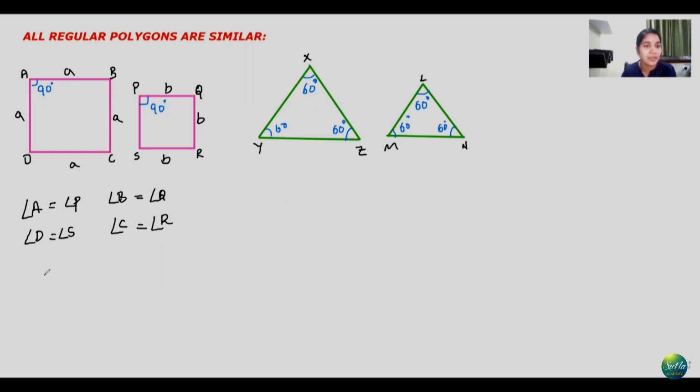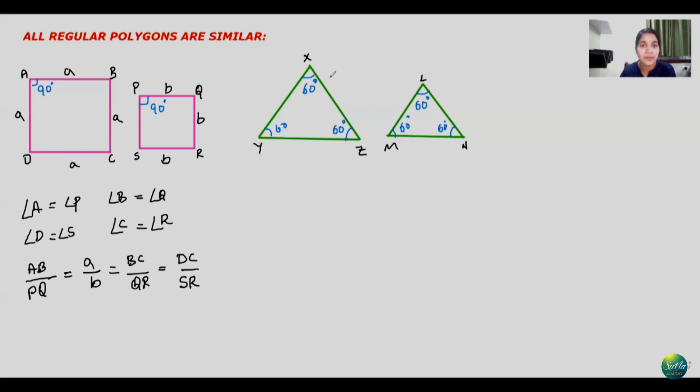Finally, we take the ratios of the corresponding sides. That is AB by PQ, which equals A by B. In the same way, if we check the other side ratios, BC by QR is again equal to A by B. DC by SR is also equal to A by B. And clearly AD by PS is also equal to A by B. So the corresponding angles are equal and the corresponding side ratios are equal.